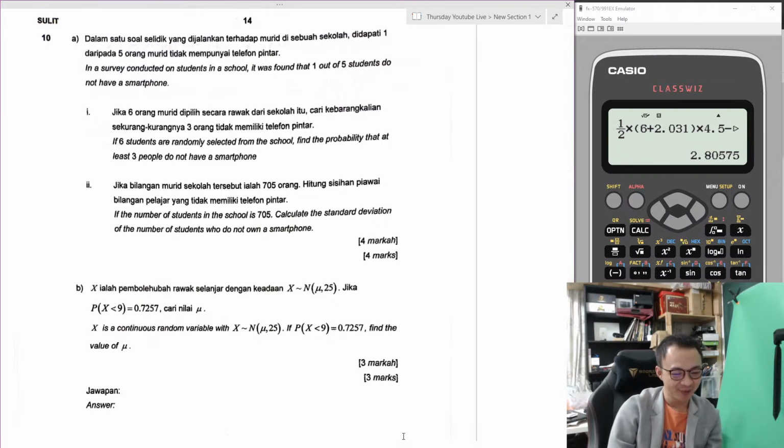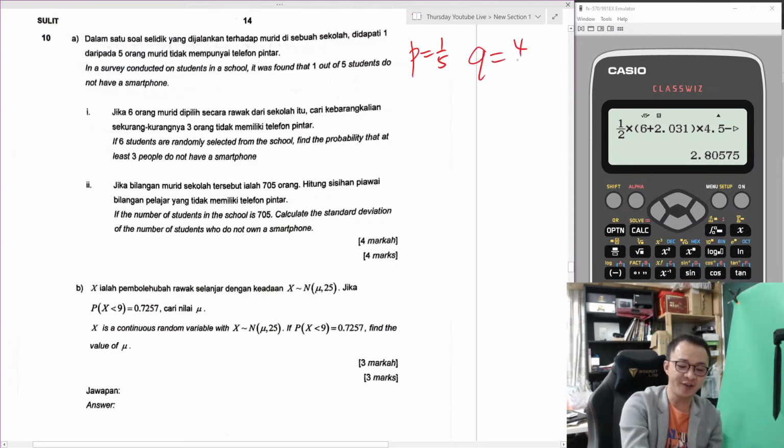Number 10. Okay, in a survey conducted on students in the school, it's found that 1 out of 5 students do not have a smartphone. So p is 1 over 5, p is do not have a smartphone. q will be have a smartphone. Right now n equals 6. 6 students are chosen at random from the school. Find the probability that at least 3 do not have a smartphone.